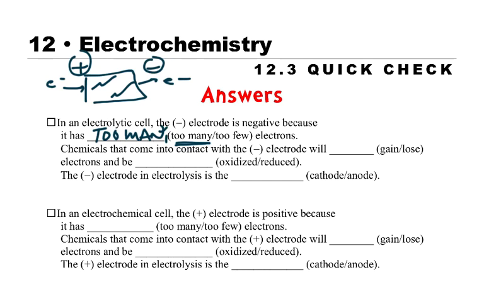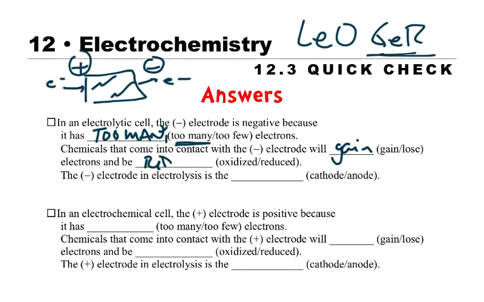The chemicals that come into contact with the negative electrode, well, if we have an electrode with too many electrons, then they're going to gain electrons, and gaining electrons is reduction. So Leo the Lion says GER. Gaining electrons is reduction. And if that's reduction, then this must be the cathode. Because of the battery, one of our electrodes has too many electrons, and so whoever touches it is going to gain electrons and be reduced, so that's the cathode.